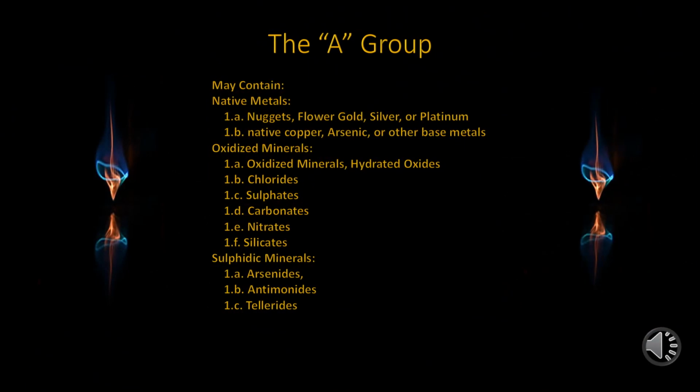In the Group A category, you will find some native metals, such as gold nuggets, flour gold, pickers, silver, and even platinum. For a prospector, you can also find native materials such as native copper, native iron, and others. However, these native metals are rare in occurrence. Those that are mostly found are gold, silver, and some platinum.